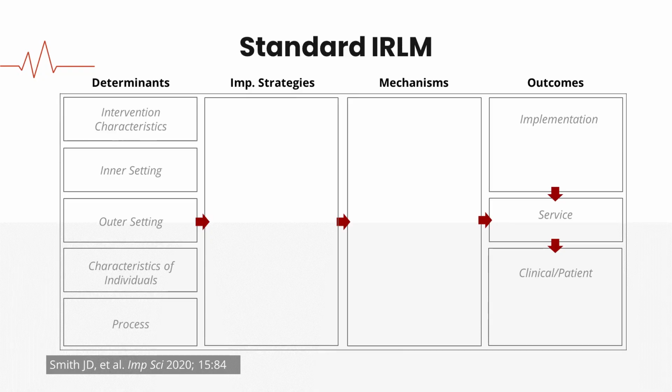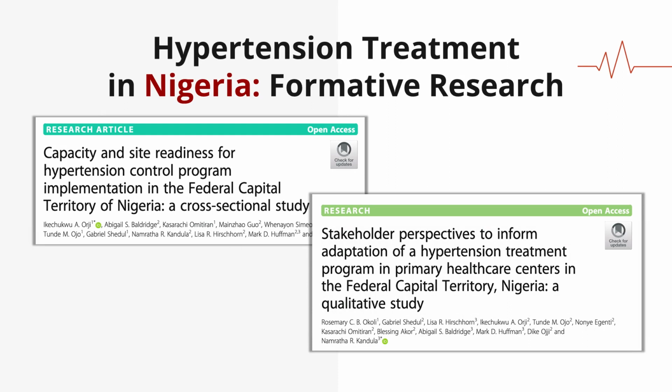So now we've gone through the overarching architecture of the implementation research logic model, and I want to walk you through some of the work that we've done that has used this in the hypertension treatment in Nigeria program, which is one of the largest hypertension control programs in Africa. Our formative work was based upon these 2 papers shown here, led by Dr. Anthony Oji and Dr. Rosemary Oakley on the bottom.